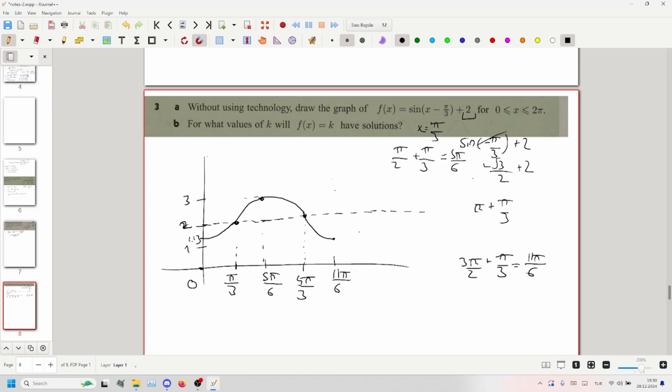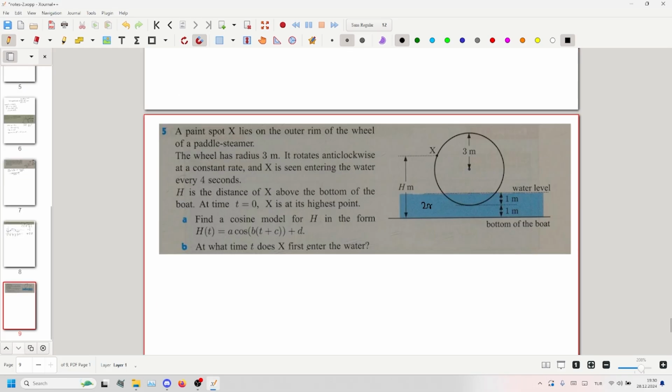And at 2 pi, it will have fully completed the revolution, so it will be exactly at this value right here. At 2 pi, it will be something like this. And this is the graph of our function here. Okay, now let's continue on.